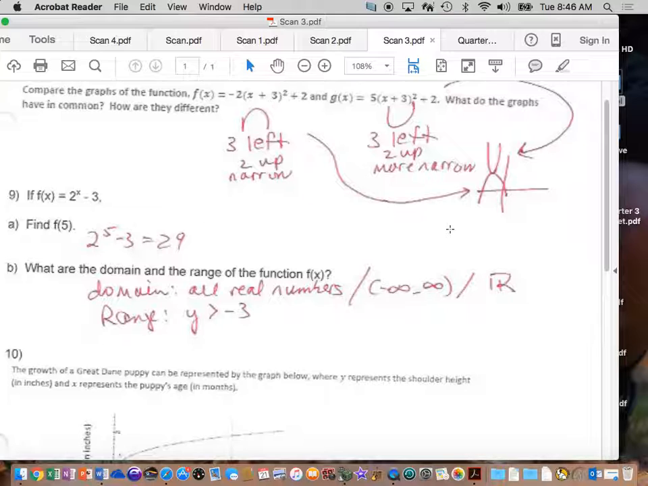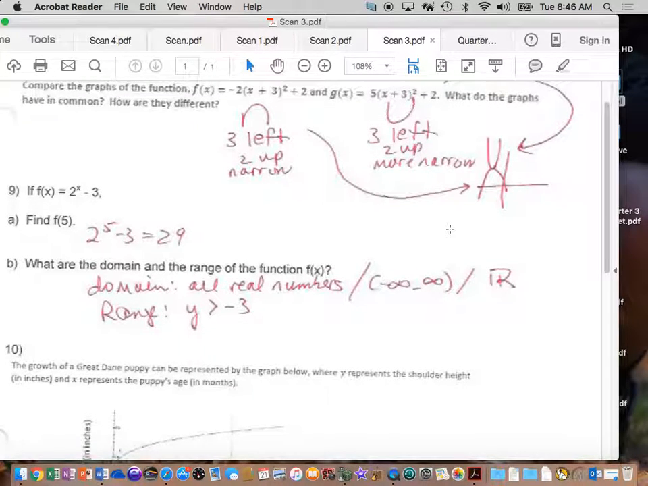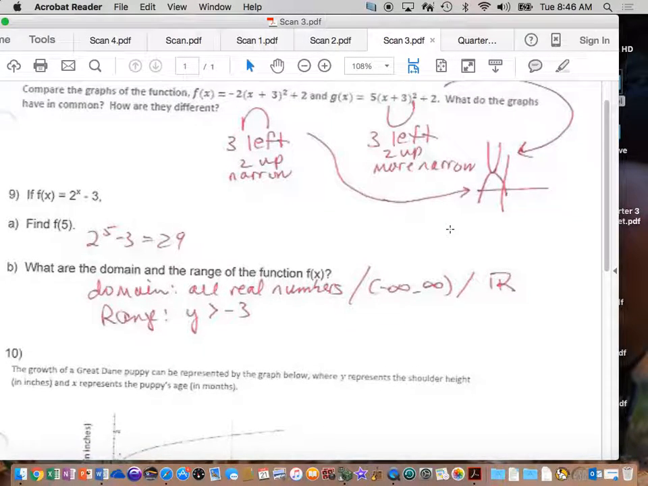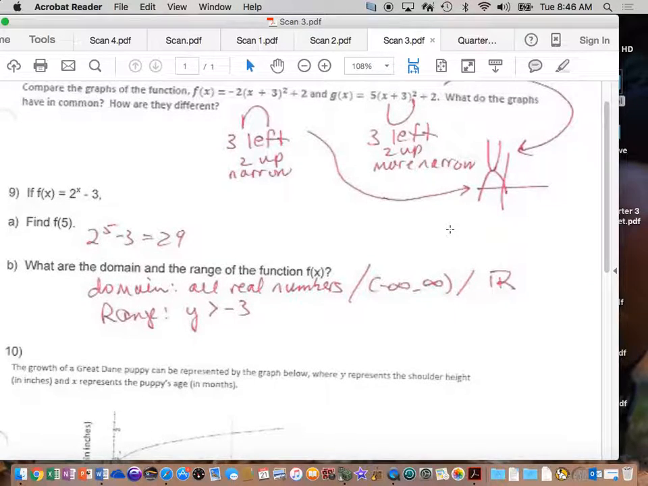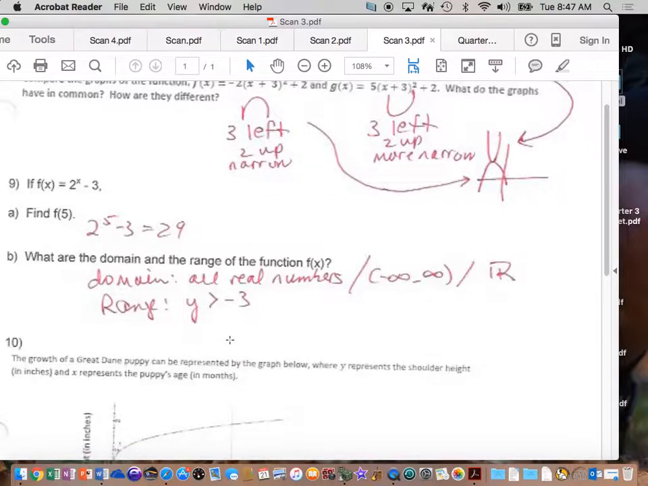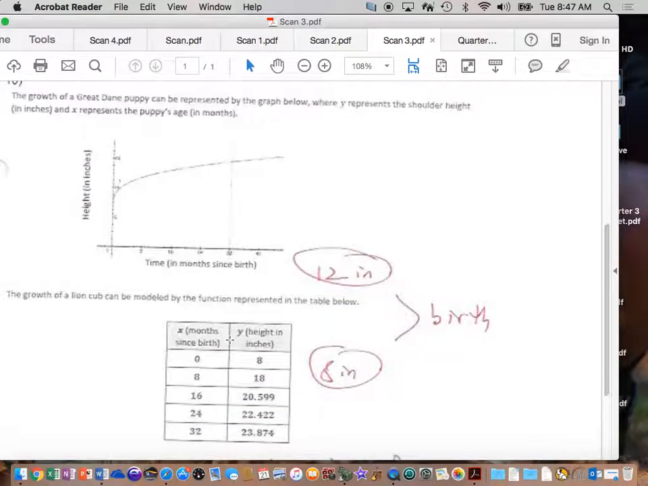Okay, remember domain is set of all inputs, range set of all outputs. To find the range, a great way to do it is to look at the graph and see what y values are covered, or look in the table. From a conceptual point of view, it's impossible to have 2 to any power ever be equal to 0. It could be a really, really tiny number, but it won't be 0. So then if I take 0 minus 3, it means it can't ever equal negative 3, which is why the range is greater than negative 3. Okay?